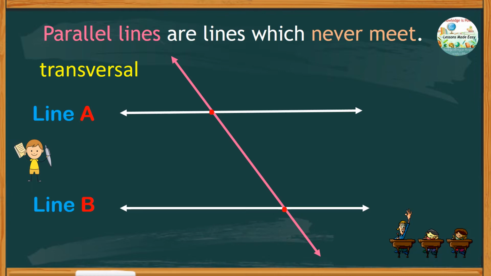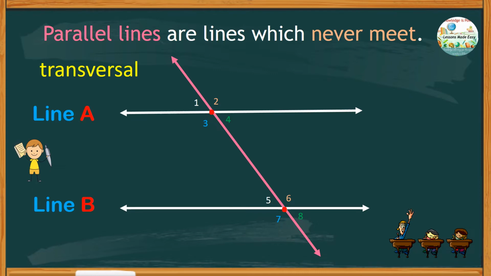How many exactly? Let's count starting from line A. We have 1, 2, 3, and 4. And let's continue counting in line B. We have 5, 6, 7, and 8. So 8 angles are formed when a transversal crosses a pair of parallel lines. And these angles are looked at in pairs.